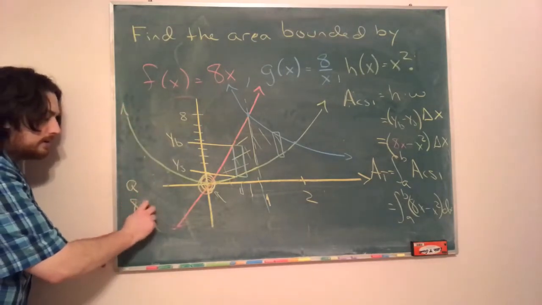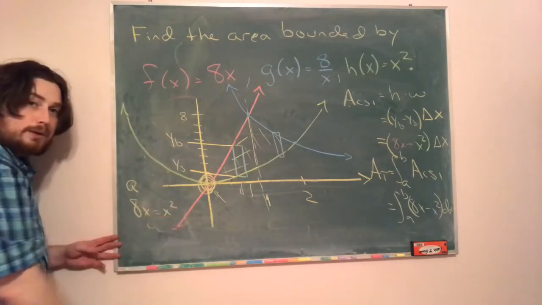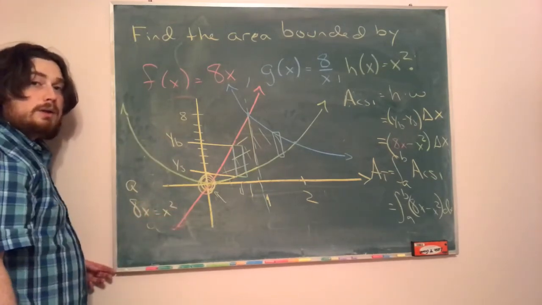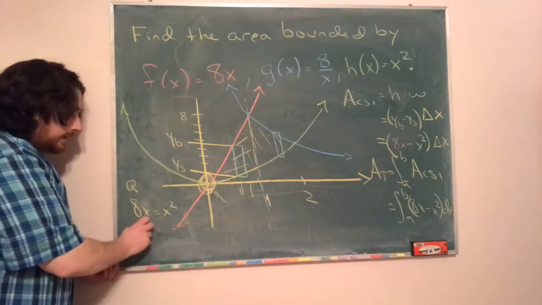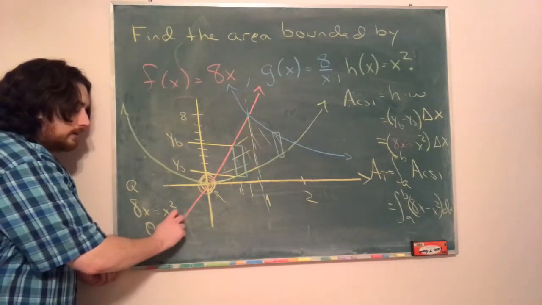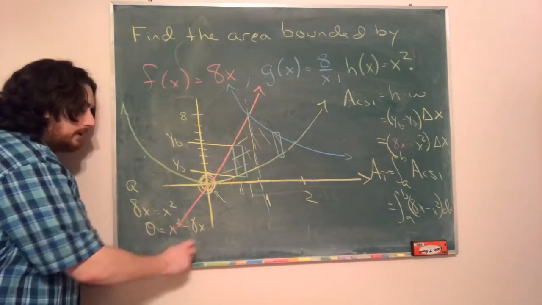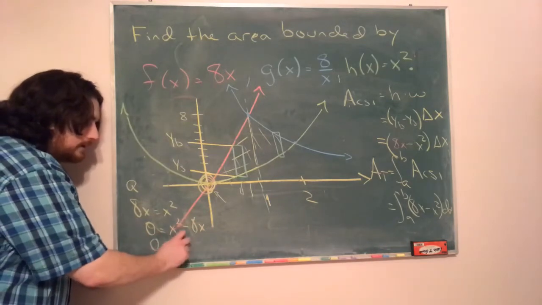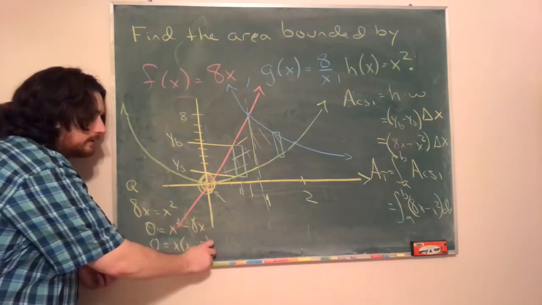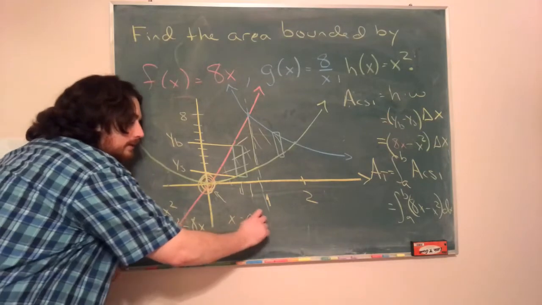let 8x be equal to x squared. So now if we want to solve 8x equals x squared, we can subtract 8x and we get 0 is x squared minus 8x. So 0 is x times (x minus 8). So x is either 0 or 8.